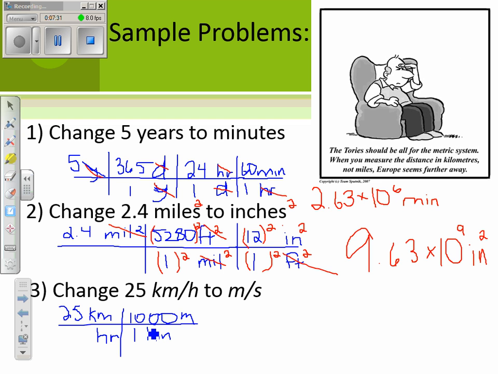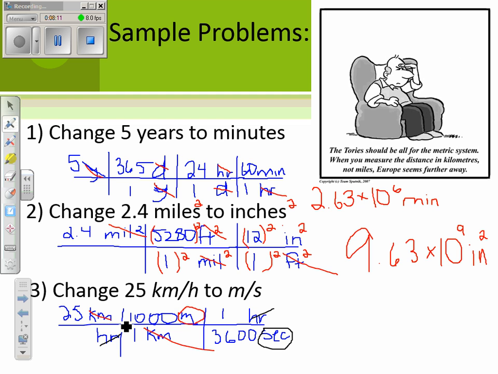Okay, so now that I've canceled out my kilometers, I'm done with my meters. I can stop with the top one. But I need to continue on, and I'm going to continue on with now dealing with my hours. So since I have hours on bottom, I now want it on top to cancel out. And I know for every 1 hour, there's 3,600 seconds. Then I can cancel out my hours over here and my hours over here and end up with my seconds on the bottom. So now I've got meters over seconds.